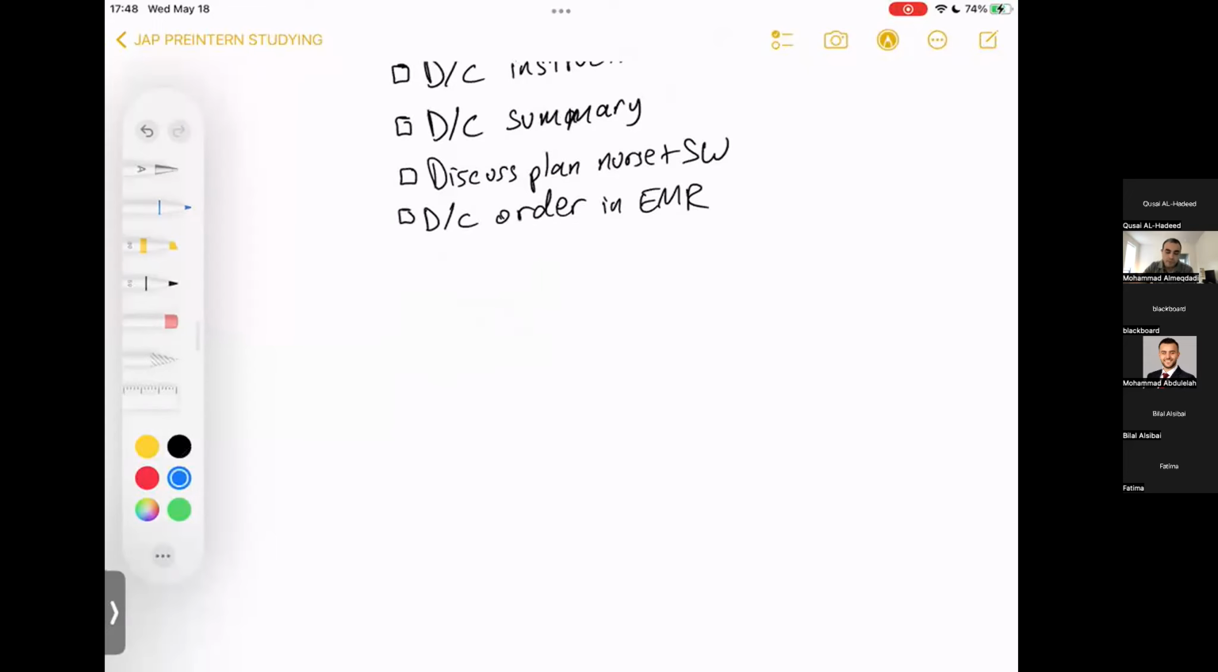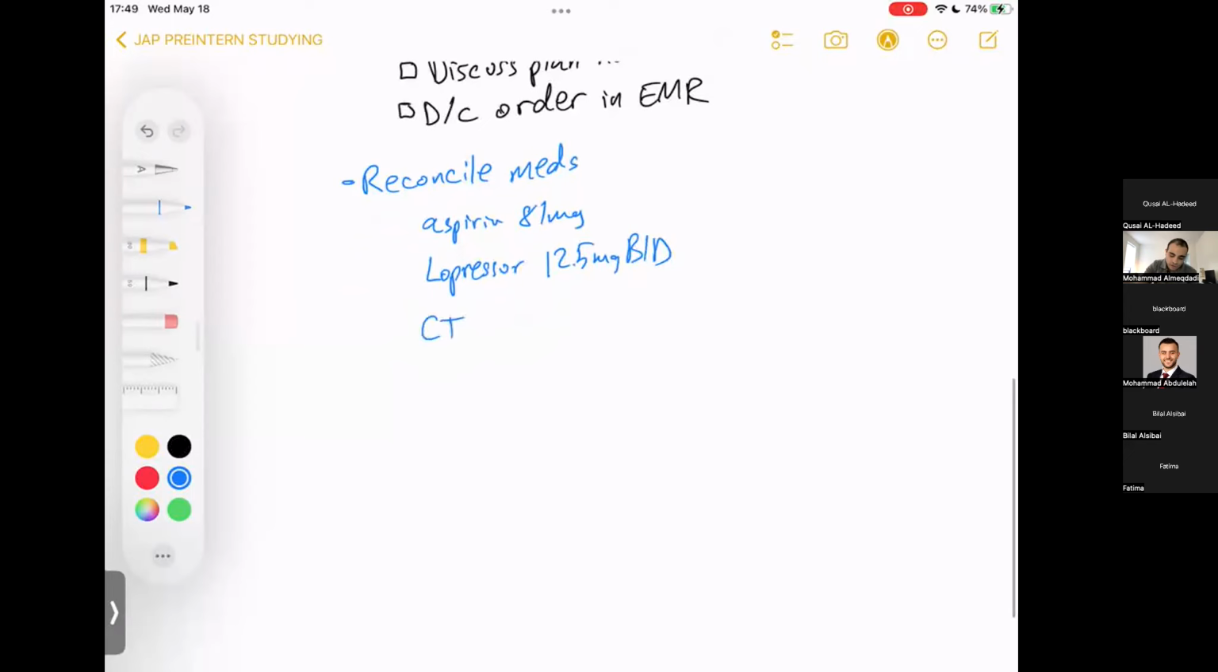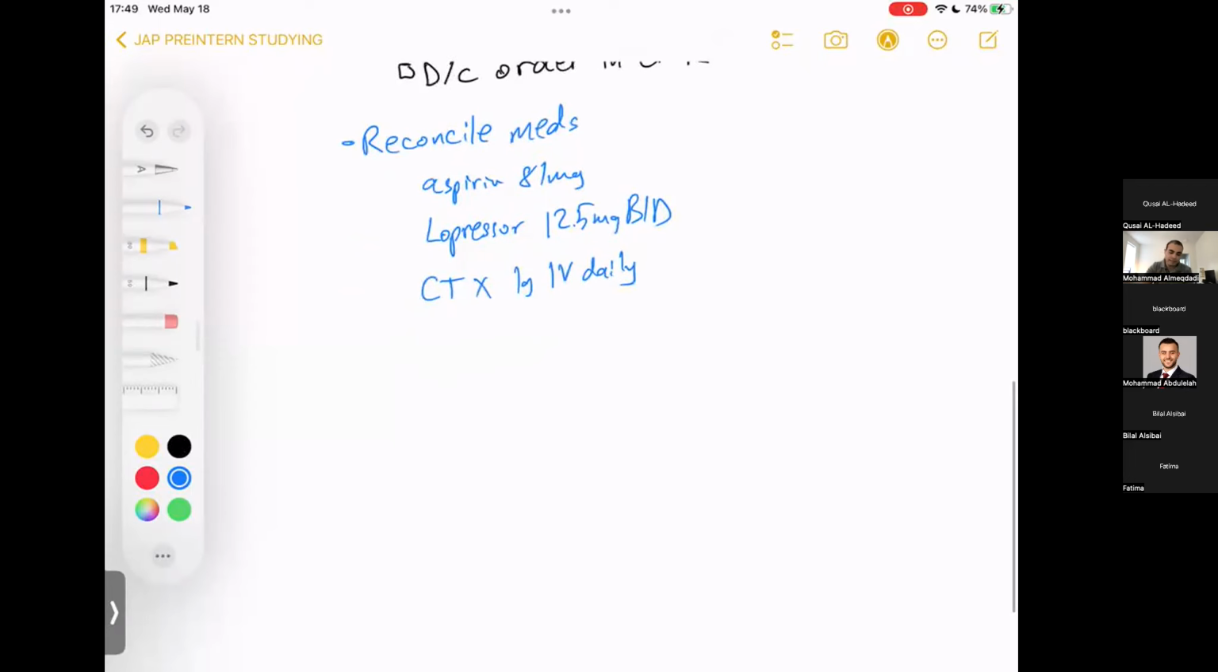Okay. Just to give you an idea about this reconciliation. So reconcile meds or prescribe. What happens is usually you will have a list of medications, like let's say aspirin, 81 milligrams. Then you have, I don't know, Lopressor, 12.5 milligrams BID. And then let's say you give the patient ceftriaxone 1 gram IV daily while they're in the hospital. And let's say they have amlodipine at home. Okay, they take 5 milligrams.